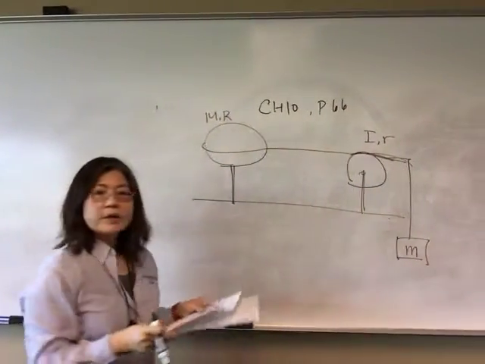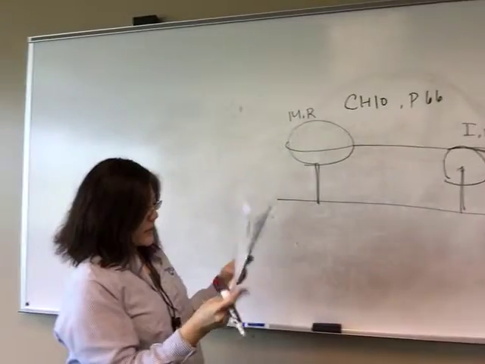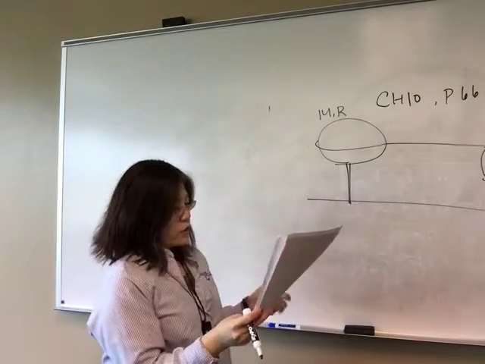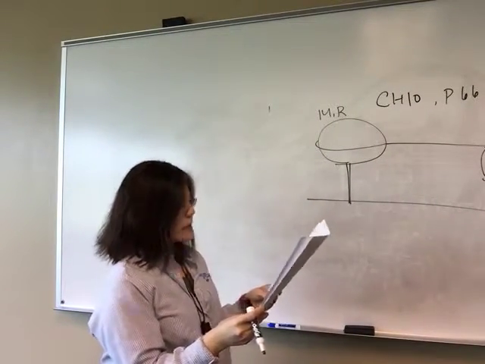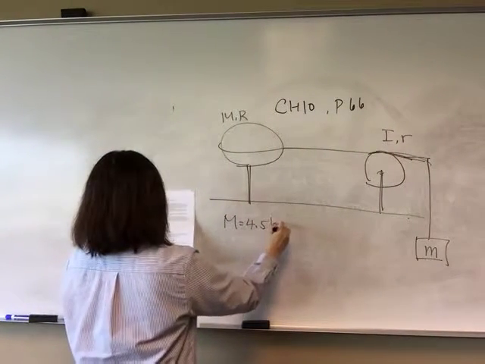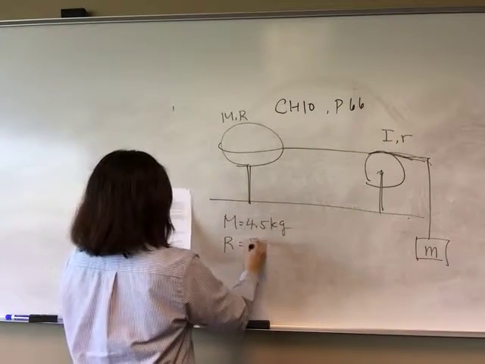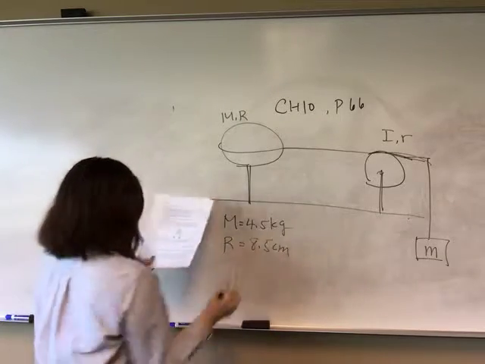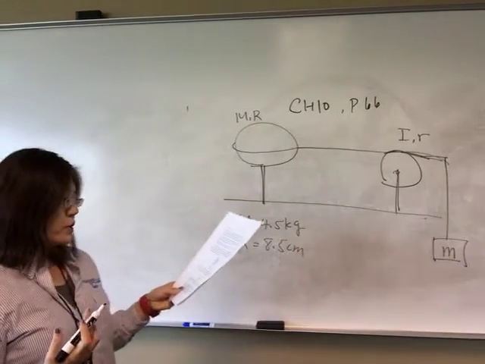All right, so let's look at this problem. Now this problem says that a uniform spherical shell of mass that's 4.5 kilograms, and the radius that's 8.5 centimeters, can rotate about the vertical axis on frictionless bearings.